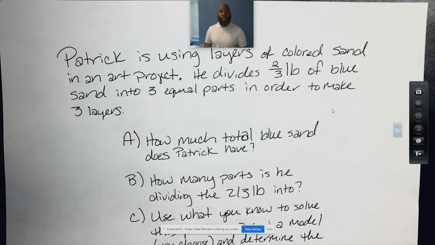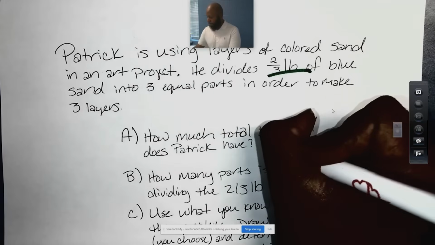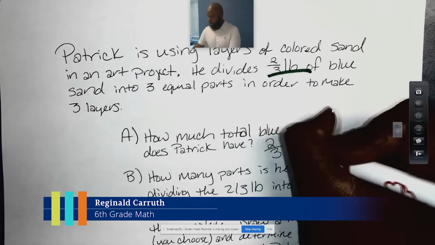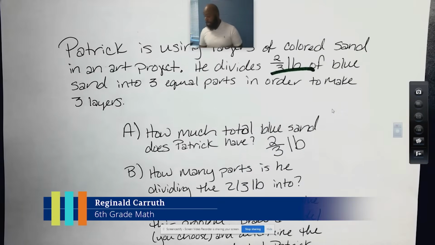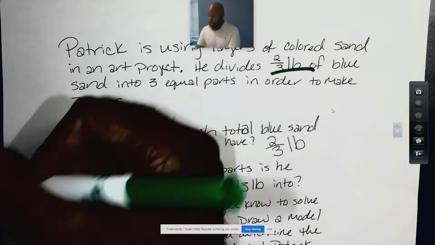Look back in our problem and tell me how much total blue sand does Patrick have? Correct. He has 2/3. So I'm going to write that down. Okay, so how many parts is he dividing the 2/3 into? Look back in the problem. Correct, 3.